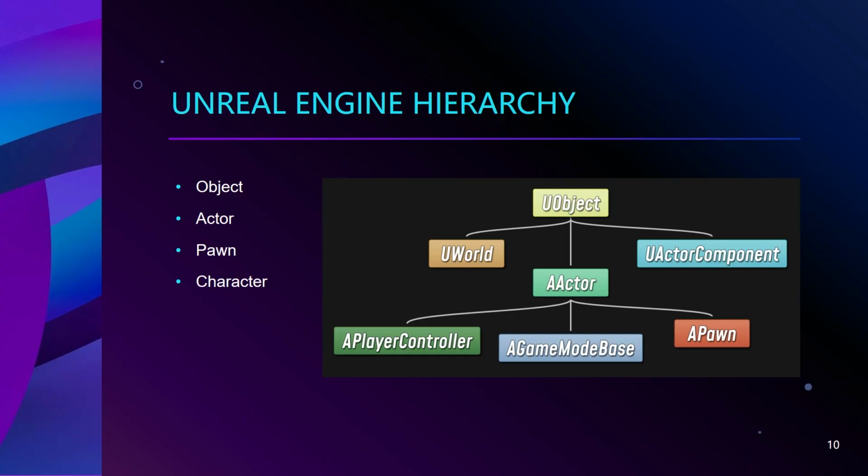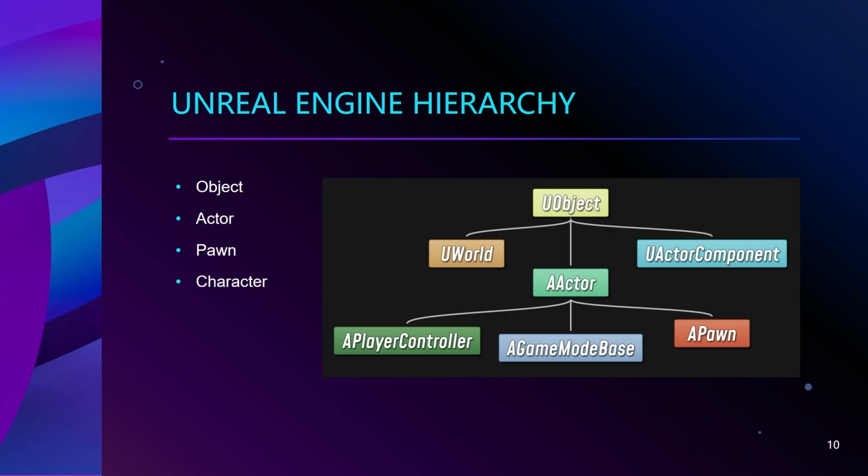And then the next concept is the pawn. A pawn is a special type of actor that can be controlled by a player or AI. For example, a car in a racing game or an enemy robot in a shooter game would be a pawn. But pawns don't have built-in movement features. We need to add logic for that.